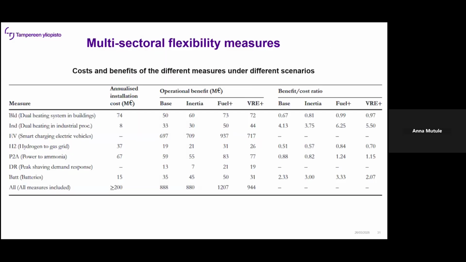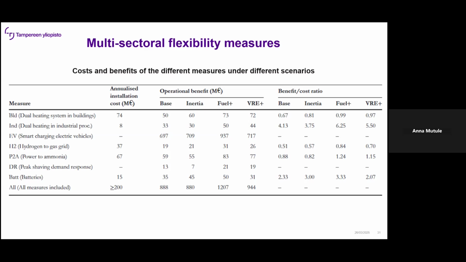This table presents the cost and operational benefits of various multi-sectoral flexibility measures across 4 scenarios modeled for the year 2030 at hourly resolution. Operational benefits include savings in fuel, emissions, and operational and maintenance cost. For each measure, these are compared against annualized installation cost, giving its benefit to cost ratio.